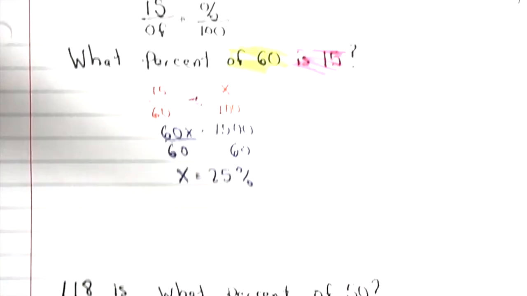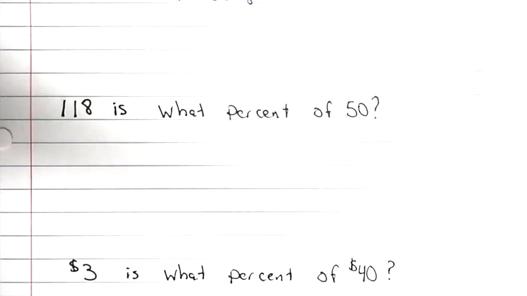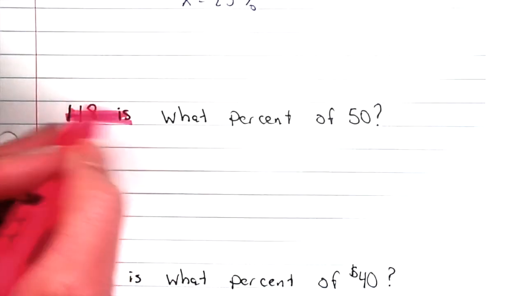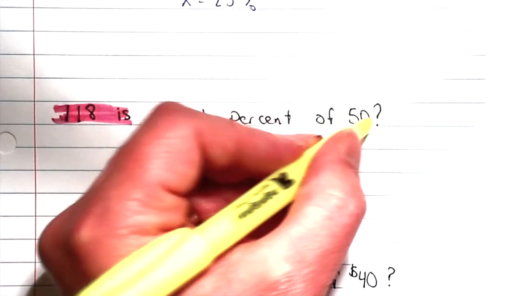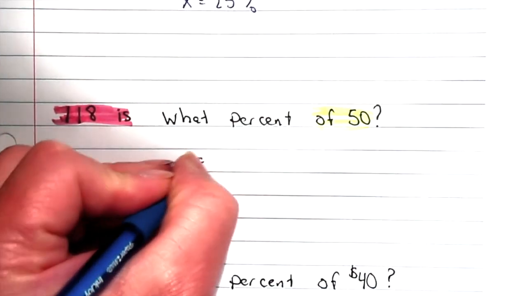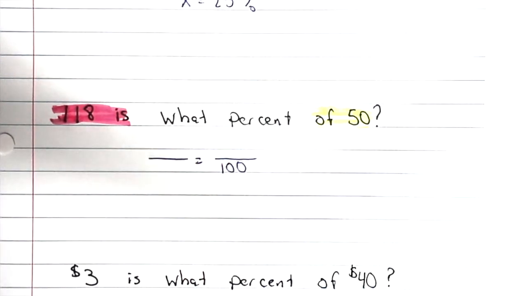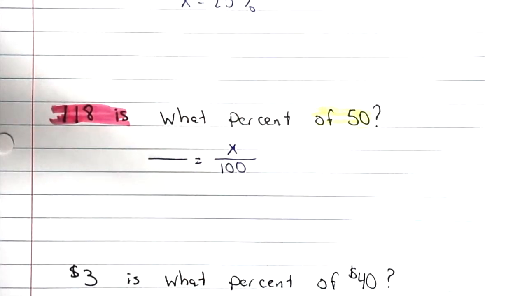Okay, so let's look at the next problem. Okay, this one says 118 is what percent of 50? So again, I have 118 is of 50. So I put 100 there. Again, we don't know the percent. This is x.